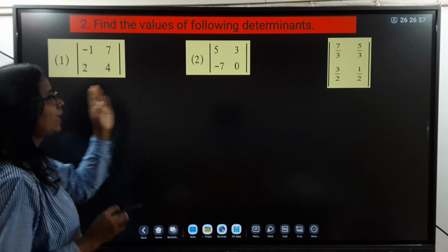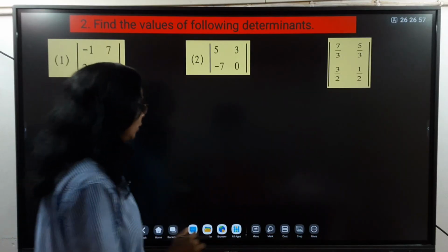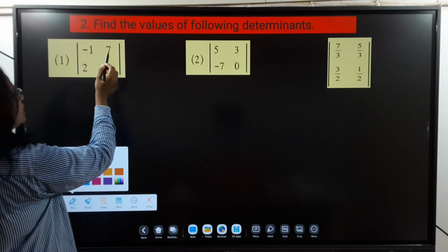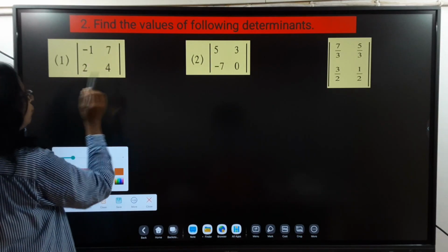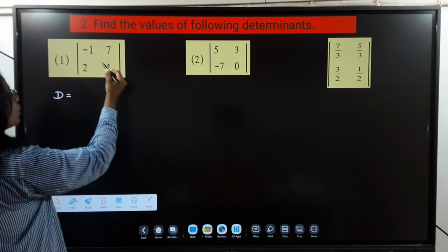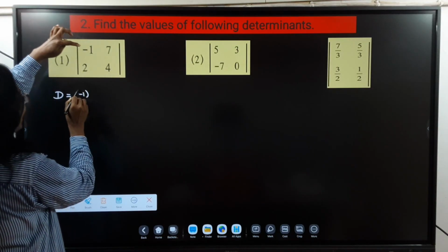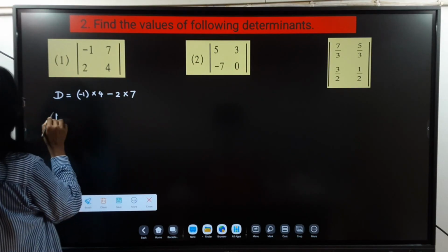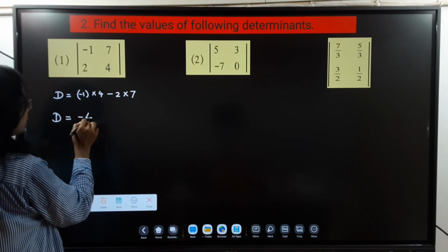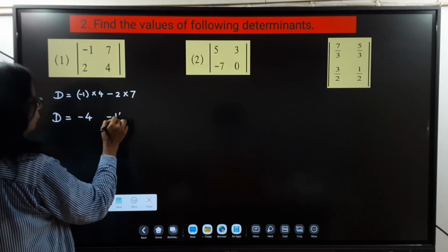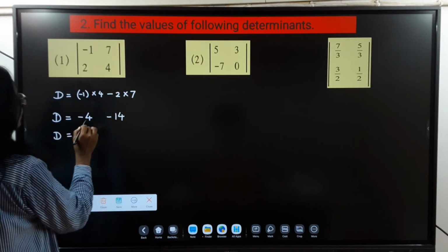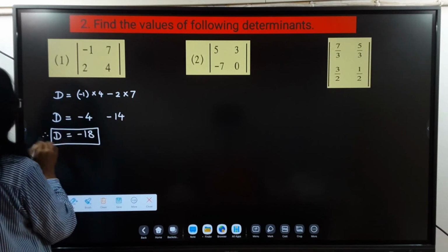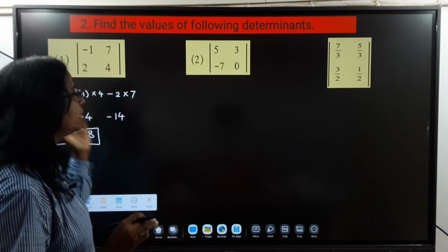Question 2: find the values of the following determinants. Now, students, there are 3 examples, and one by one we can solve them. The first example is the determinant of minus 1, 7, 2, 4. Here D is equal to the cross multiplication of minus 1 and 4, so minus 1 multiply 4 minus 2 multiply 7. Therefore D is equal to minus 4 minus 14, that is minus 18. This is the value of the given determinant.